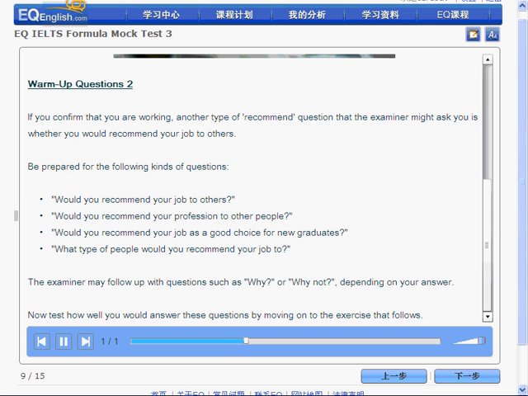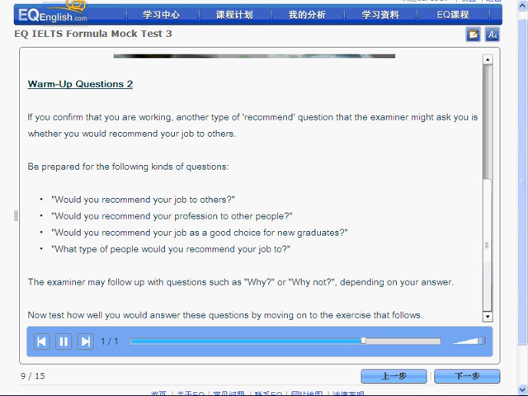Be prepared for the following kinds of questions. Would you recommend your job to others? Would you recommend your profession to other people? Would you recommend your job as a good choice for new graduates? What type of people would you recommend your job to?